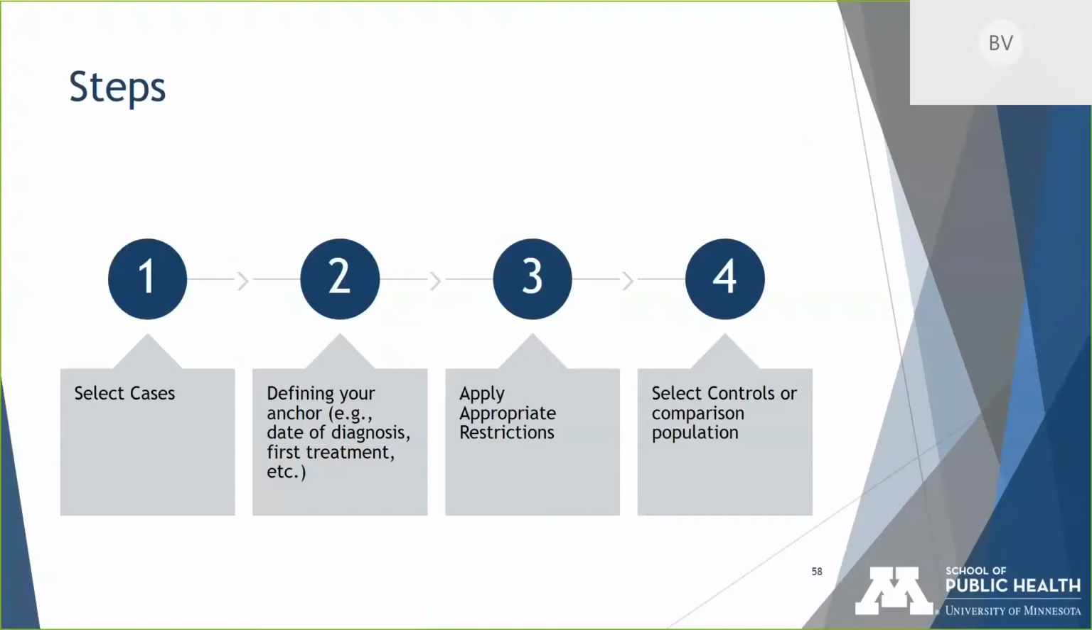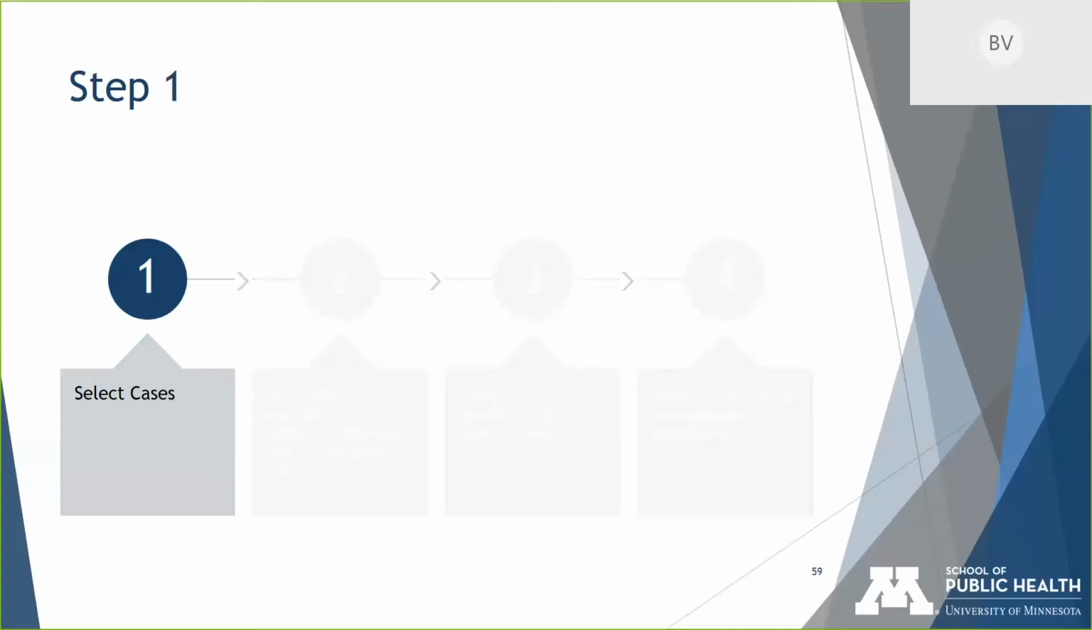diagnosis for your cancer of interest. It could be the date of the first treatment. Identifying this anchor will help you move on to step 3, which is to apply appropriate restrictions. In other words, implement any of your exclusion criteria. Once you work through those restrictions, you can then decide whether your study needs a control or comparison population, and if it does, then you move on to step 4 and work to define that group as well. So we'll first talk through step one in a bit more detail.